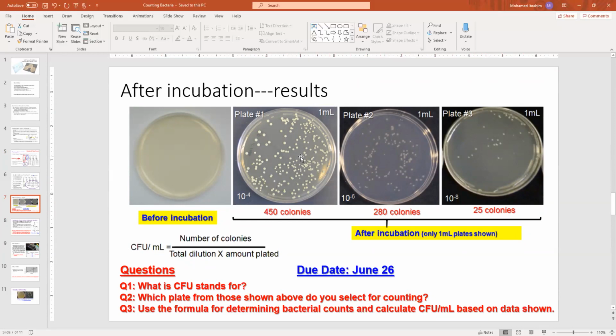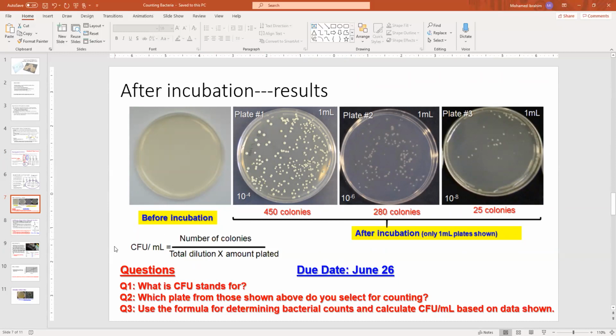For the results, I don't need you to do any counting here. I gave you the approximate numbers: you have 450 colonies here, in this plate you got 280, and in this plate you got 25 colonies. As you can see, with more dilution, you get fewer colonies. So which one do I need to select when I calculate colony forming units? I need to select a plate with between 30 and 300 colonies. This is the one you can count easily, not very crowded, not very diluted, and that will be the most accurate plate to depend on.